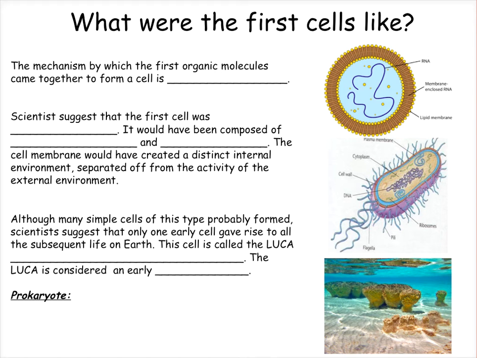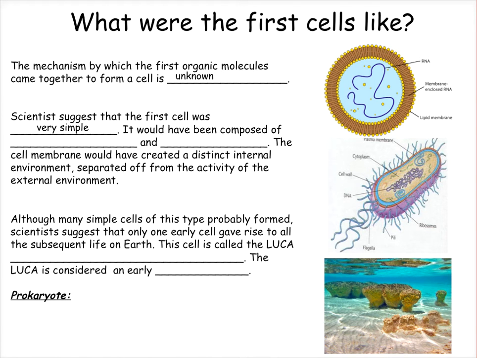So, to begin, let's point out that the exact mechanism by which the first organic molecules came together to form a cell is unknown. The leap in complexity from organic molecule to full cell is so drastic that scientists have not yet been able to propose steps to explain how it might have occurred. With that said, scientists do suggest that the first cell must have been very simple.